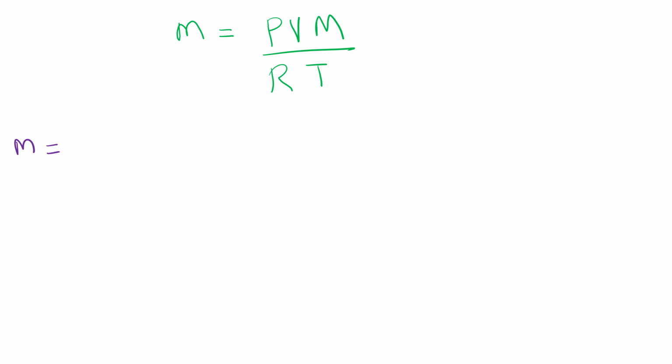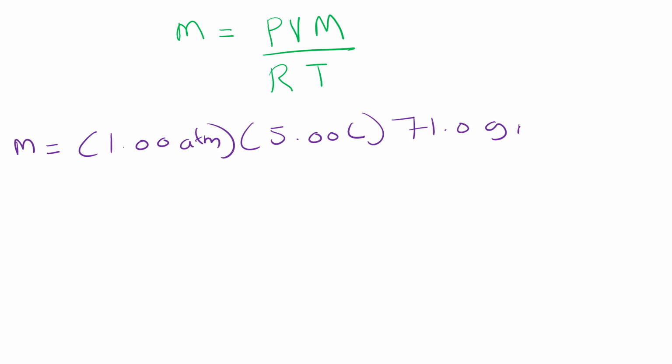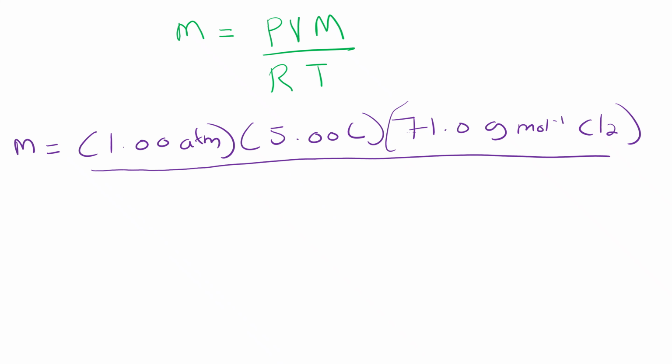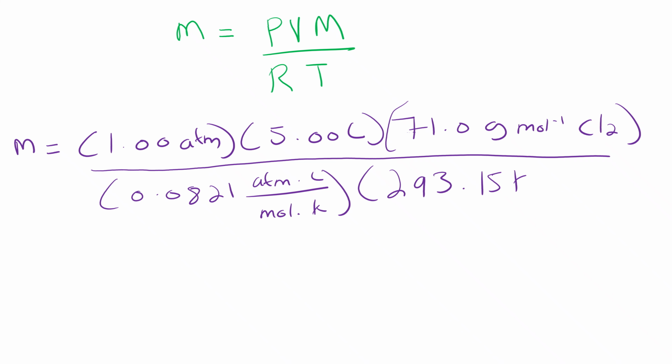We take our pressure under RTP of 1.00 atmospheres, multiplied by our given volume of 5.00 litres, multiplied by the molar mass of chlorine gas, which is 71.0 grams per mole of chlorine gas, and we divide by the ideal gas constant, 0.0821 atmospheres, litres over moles, and Kelvin, times the temperature of 293.15 Kelvin. And now we can cancel the units we don't need for our final answer.